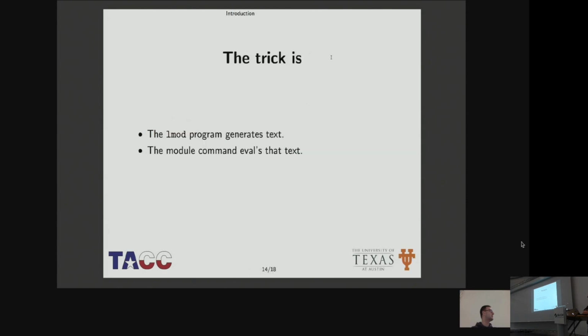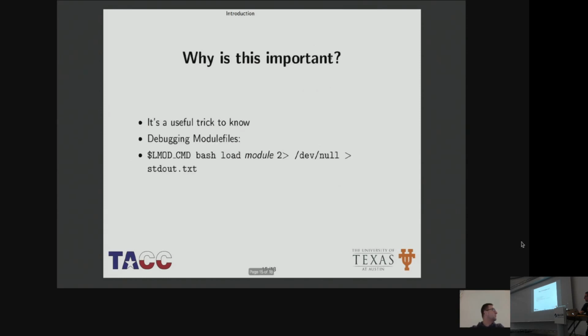The trick is that Lmod generates text for the particular shell or Python or Perl or whatever, and then the program, or the alias for the shell's module command, evaluates that text. So it's as if you typed in that text. And this is, I think, a really useful trick to know. I've used this on many occasions when I do want to change the environment somehow.